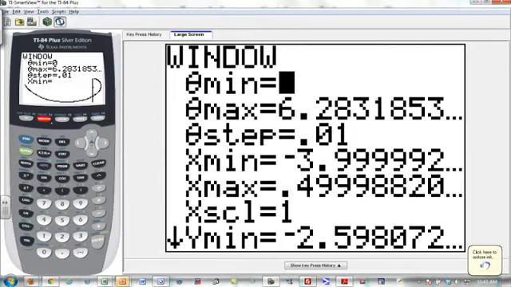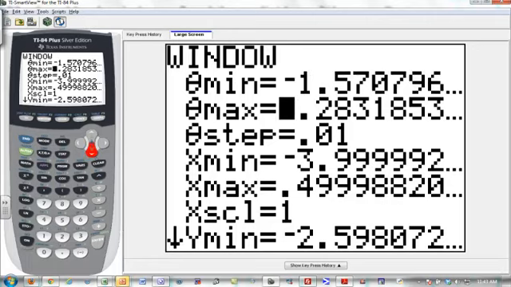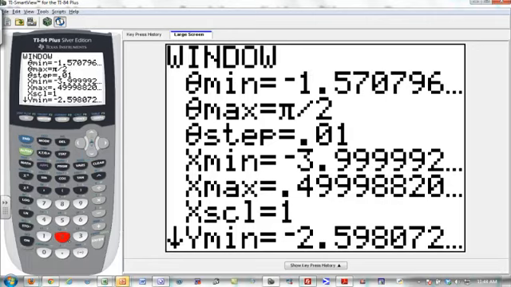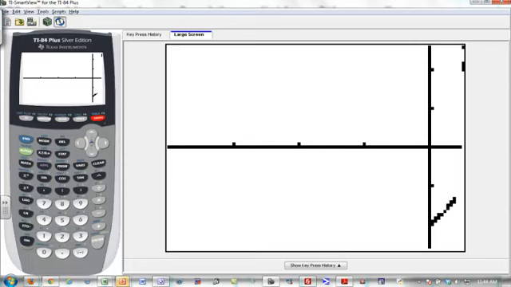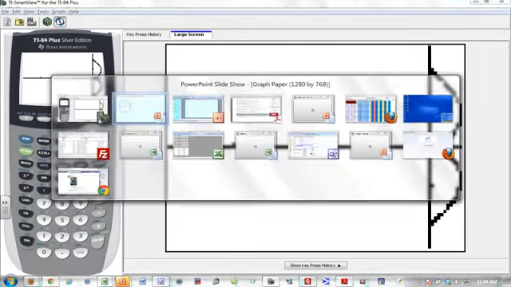I can see. Window, negative pi over 2 to pi over 2, and graph it. That looks to me like it's working. Looks to me like I've nailed it. All right. So if that's the case, we can go ahead and write our expressions.